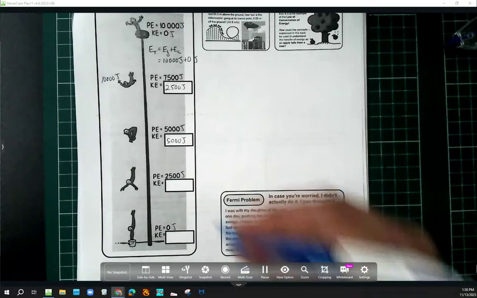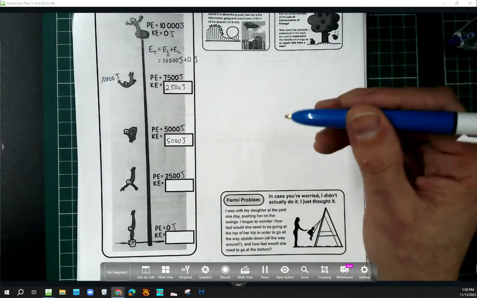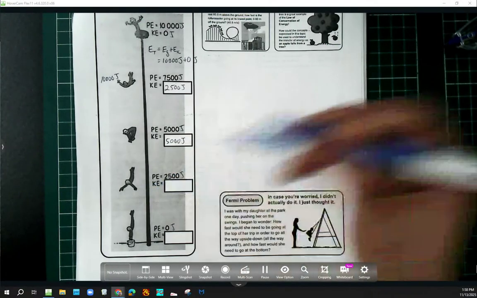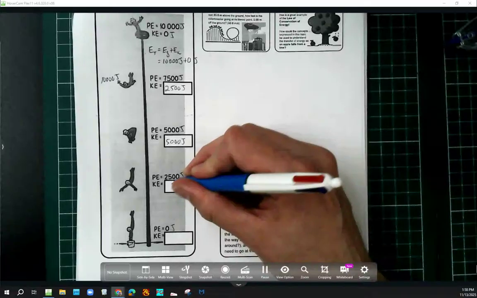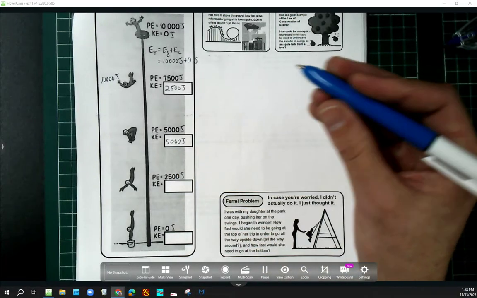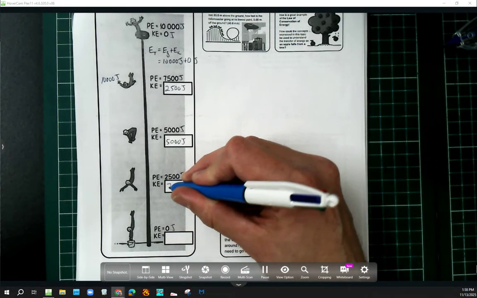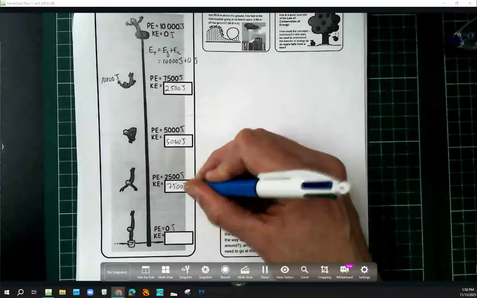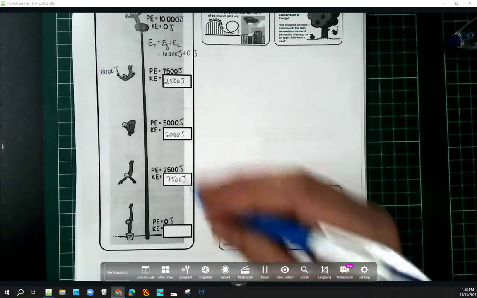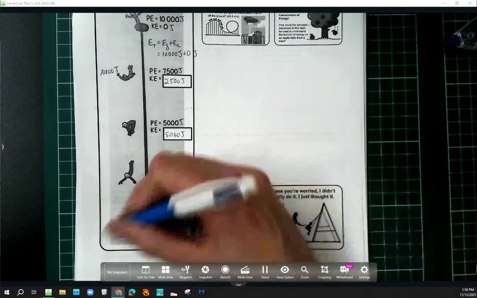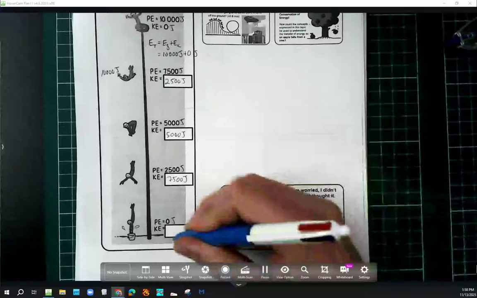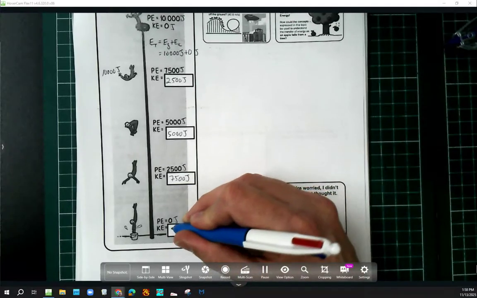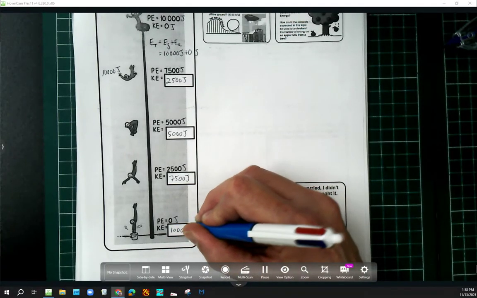That means that half of the original 10,000 is now kinetic energy. And by the time we get three-quarters of the way down, or one-quarter of the height of the original jump height, we're down to 2,500 joules of gravitational potential energy, or 7,500 joules of kinetic energy. And by the time you hit that bucket and dive right in there with perfect form, and let's put some nice splash lines, now we've got 10,000 joules of kinetic energy.